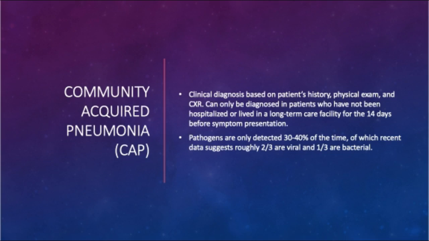A lot of the times the pathogens that are involved with community-acquired pneumonia are only detected 30 or 40% of the time. So roughly about two-thirds are viral and then about one-third are bacterial.